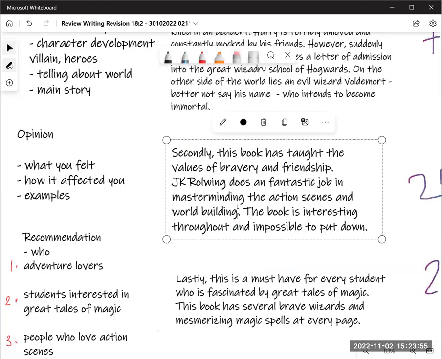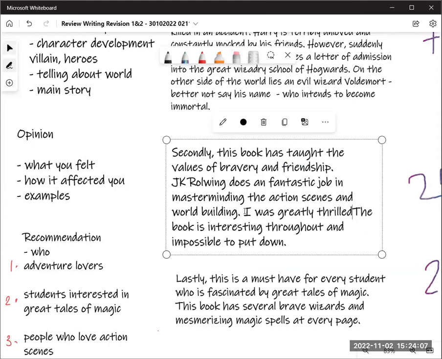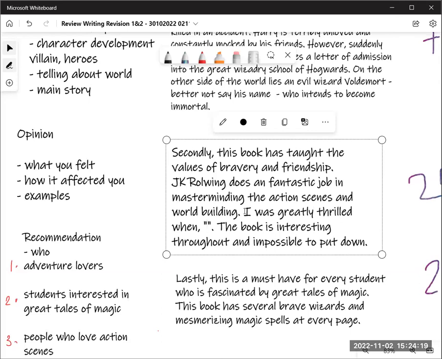We'll say, hours, let's say hours, greatly thrilled by the when. And I'll put a comma, then I'll put double quotes. Diana, can you think of any movie scene from the book that you like? Or Mavada, can you think of a movie scene from the book? Anything that must have been said in the movie?